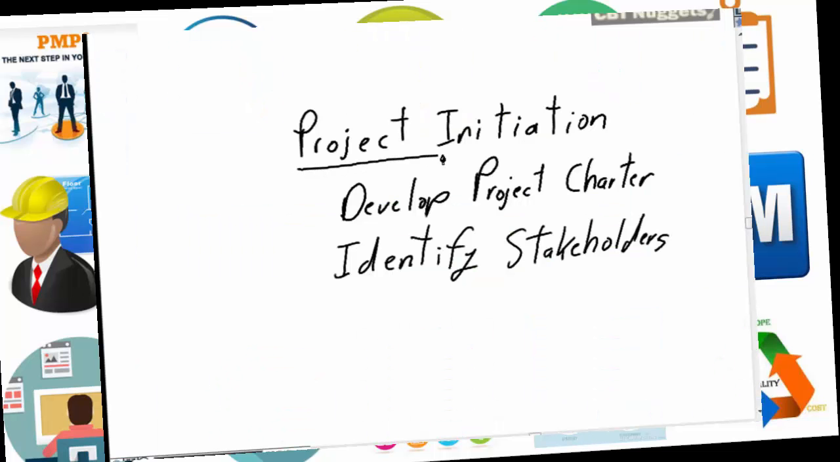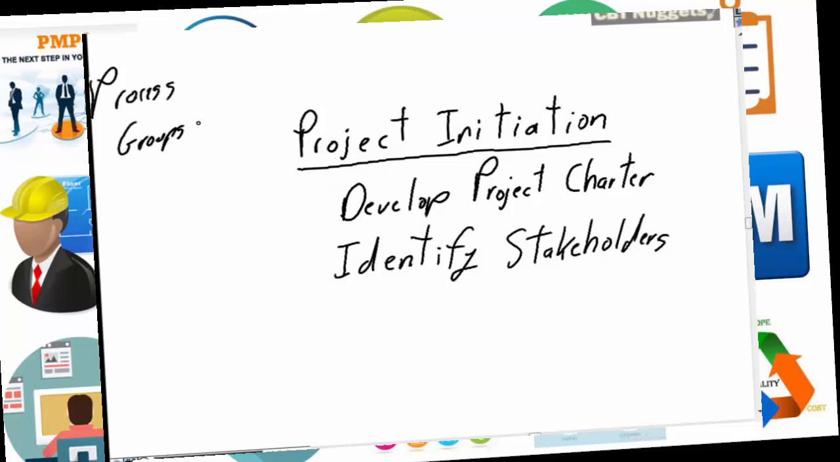This nugget is the first of 5 on the 5 process groups defined in the PMBOK guide. The first of the process groups is project initiation, which is what this nugget is going to focus on. The other process groups are planning, executing, monitoring and controlling, and closing, and we will have a nugget on each.